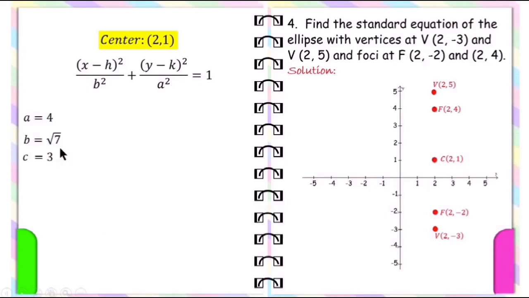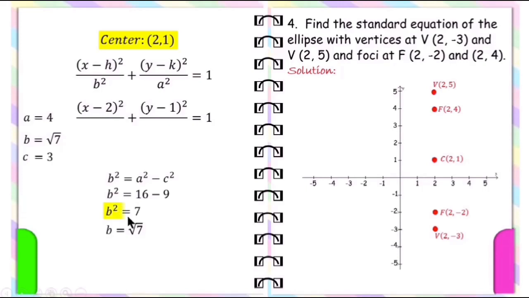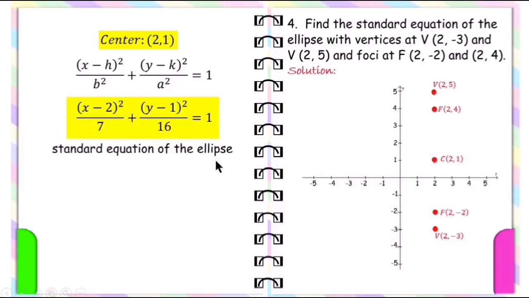Therefore, we can now determine the standard equation of the ellipse with center at (2, 1), where h is equal to 2 and k is equal to 1. b squared is equal to 7. The square root of 7 raised to 2 is 7. And a squared is 16. 4 squared is 16. Equals 1. And this is the standard equation of the ellipse.